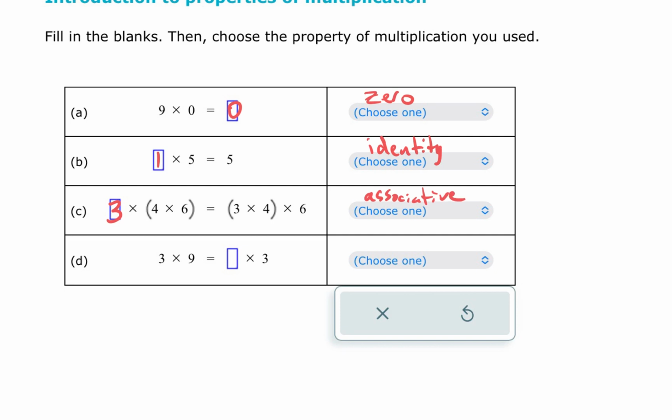And the last one, 3 times 9 is 9 times 3. That is the commutative property.